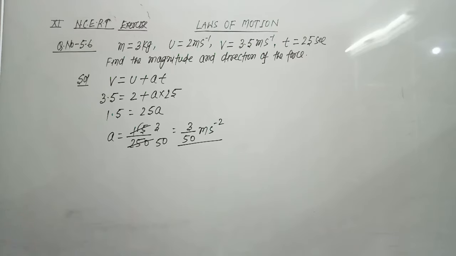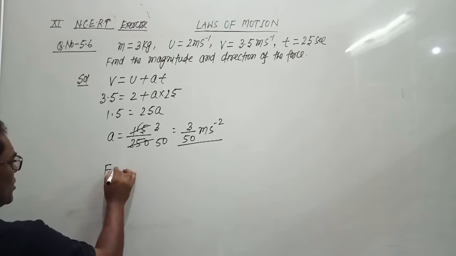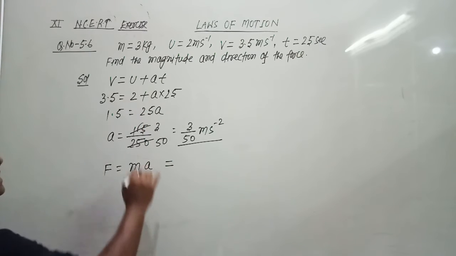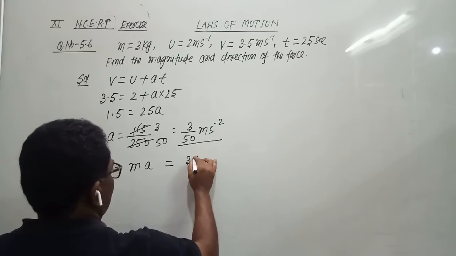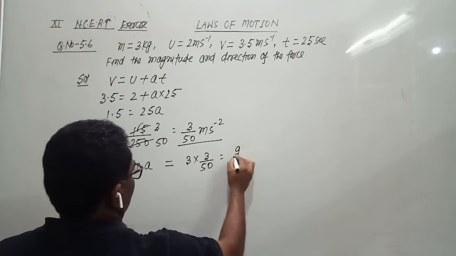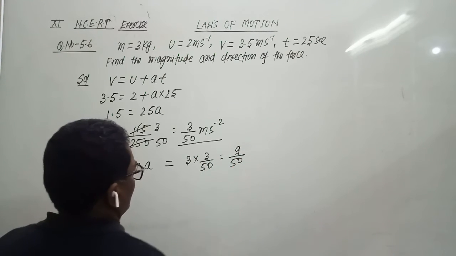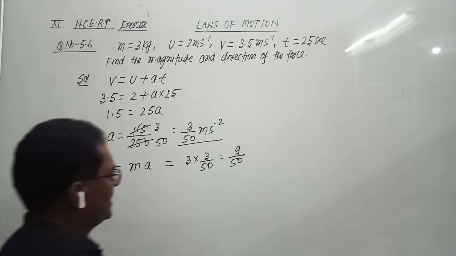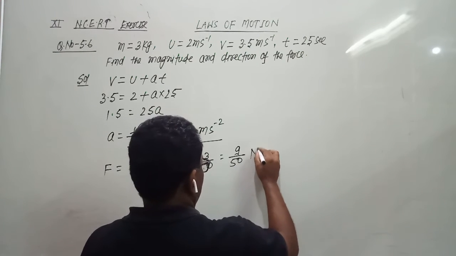And now we find the force acting on the body. Force equals mass into acceleration. The value of mass is 3 and acceleration is 3 by 50. So 9 by 50 Newton is the force acting on the body.